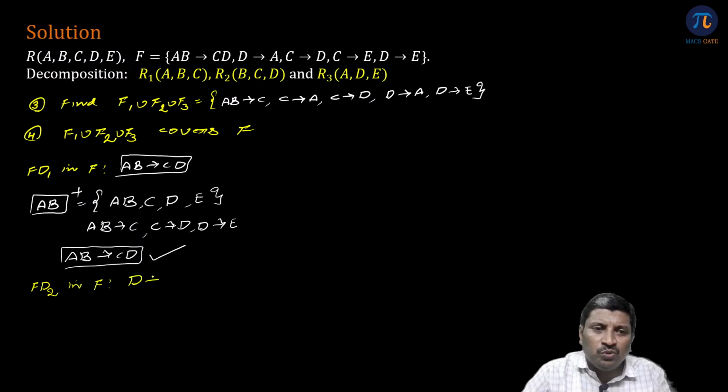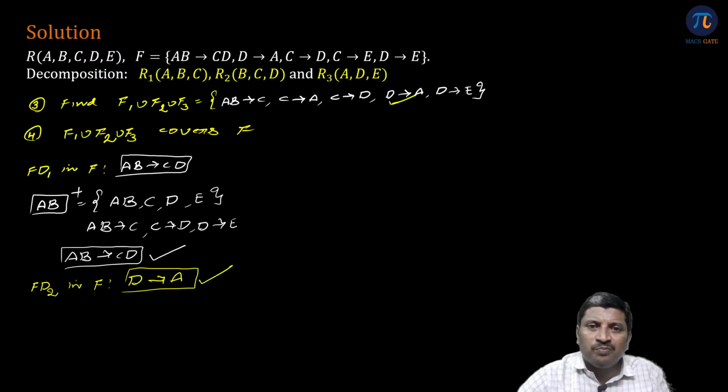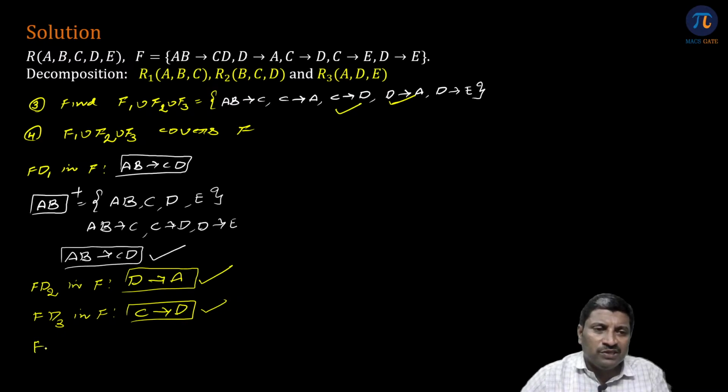FD2. D goes to A. Sir, please observe it. I think D goes to A is present. It is directly present. What is FD3? FD3 is C goes to D. I think this is also present, sir. Please check it. So C goes to D. What is FD4? C goes to E.